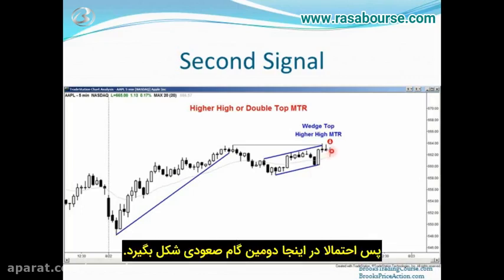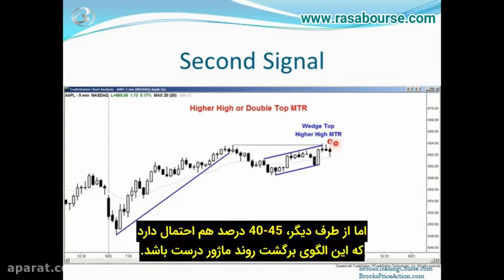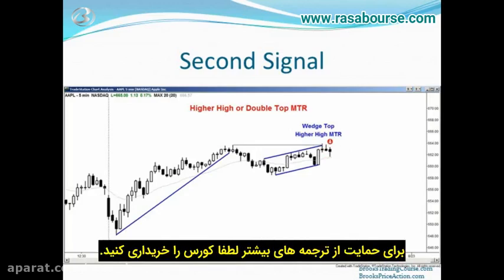So we probably will get a second leg up, but even if it's a 55-60% chance of more up, there's still a 40 to 45% chance that this major trend reversal will work and allow traders to get a reward that's at least twice as big as their risk.